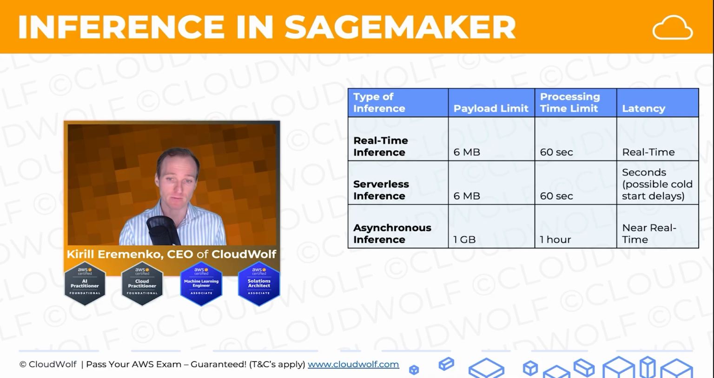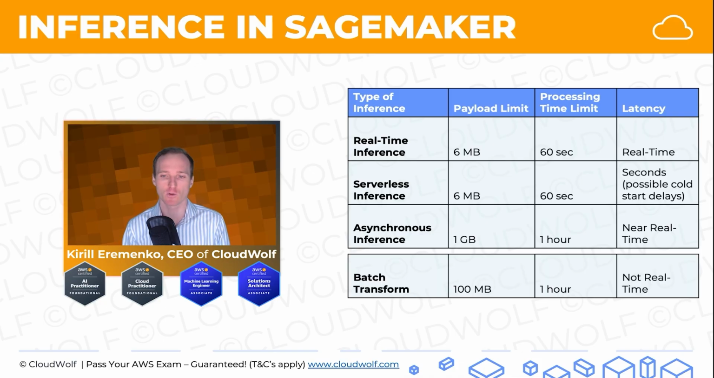And finally, there's batch transform. So I put it separately because it's kind of a separate thing. The payload limit is 100 megabytes. Processing time is up to 1 hour, and this one is not real time. So basically, you set it up, and then it will happen when it happens. So this would be something for analyzing historical trends and data and things like that. So there we go. That's the 4 main types of inference you need to know.